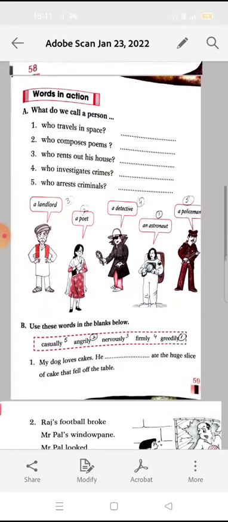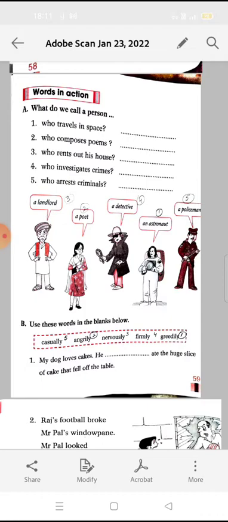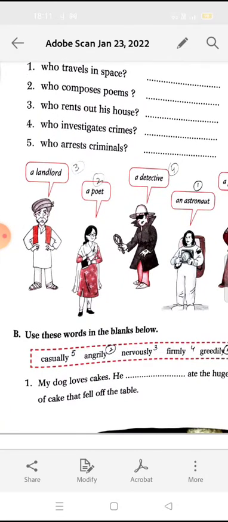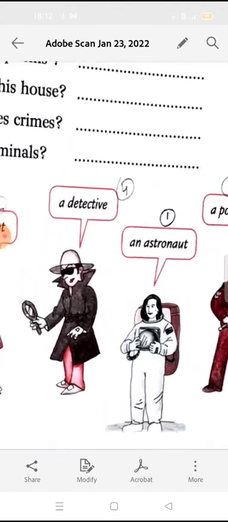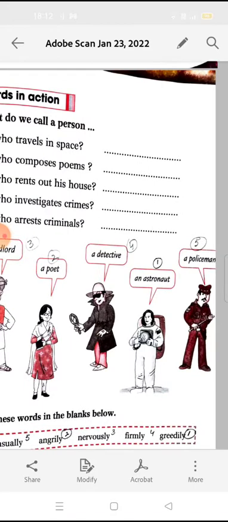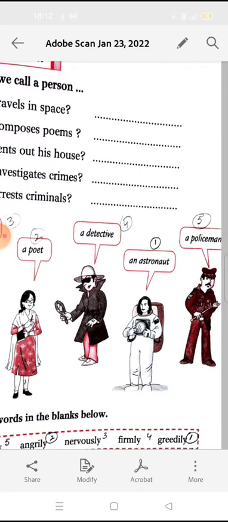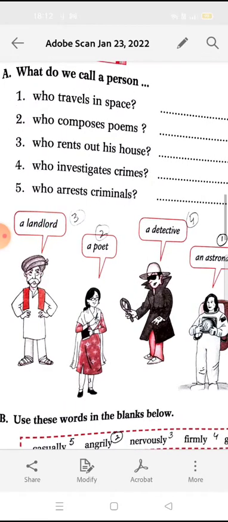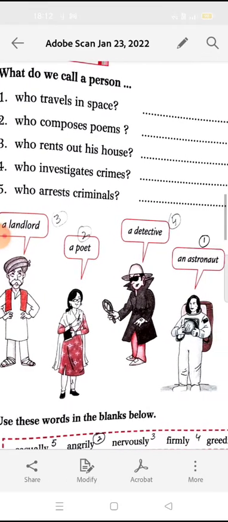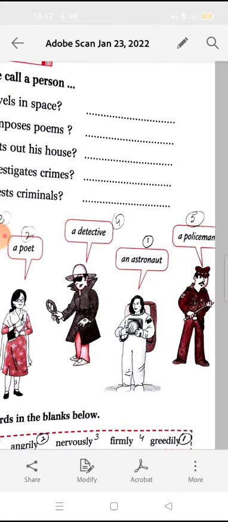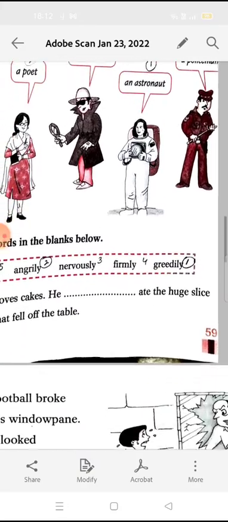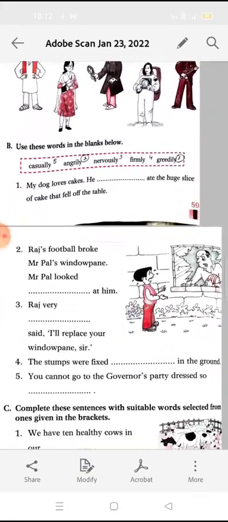Oh, very nice exercise. One who travels in space. We have landlord, poet, detective, astronaut, policeman. So you have to name the people here. One who travels in space, astronaut. One who composes poems, poet. One who rents out his house, landlord. One who investigates crimes, a detective. Who arrests criminals, policeman. Everybody knows this though. This exercise was for small children, kind of.